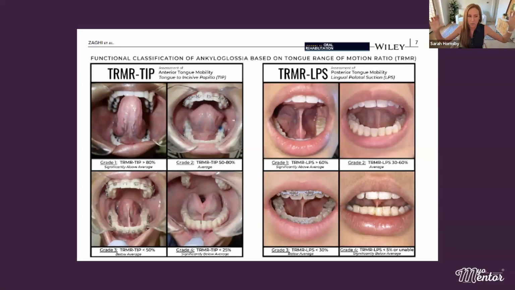But the people on the top are within normal range. So they're grade 1, grade 2 on the top. Let's just focus on the squares on the left, the TRMR TIP. If you're in the bottom two squares, if you're a grade 3 or grade 4, you are not able to put your tongue on the roof of your mouth. There's no way. You are going to really struggle. So those patients need tongue tie surgery to release their frenum in order to accomplish the 4 goals of therapy. So there are some patients that we see, we're like, uh-oh, there's no way you can physically do what I need you to do so that you have good oral function and oral development.